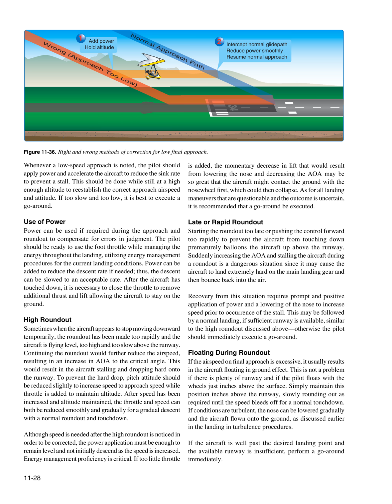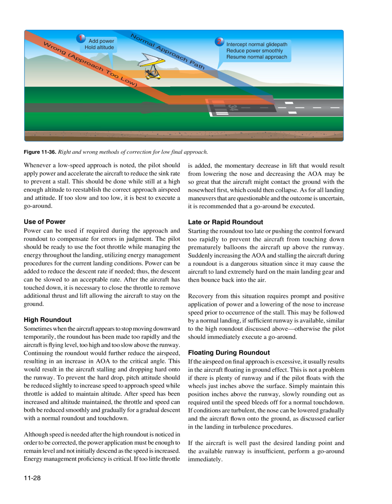Whenever a low-speed approach is noted, the pilot should apply power and accelerate the aircraft to reduce the sink rate to prevent a stall. This should be done while still at a high enough altitude to re-establish the correct approach airspeed and attitude. If too slow and too low, it is best to execute a go-around. Power can be used if required during the approach and roundout to compensate for errors in judgment. The pilot should be ready to use the foot throttle while managing the energy throughout the landing, utilizing energy management procedures for the current landing conditions. Power can be added to reduce the descent rate if needed, thus the descent can be slowed to an acceptable rate. After the aircraft has touched down, it is necessary to close the throttle to remove additional thrust and lift, allowing the aircraft to stay on the ground.